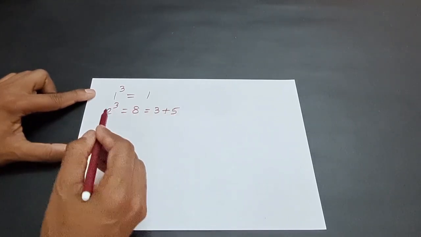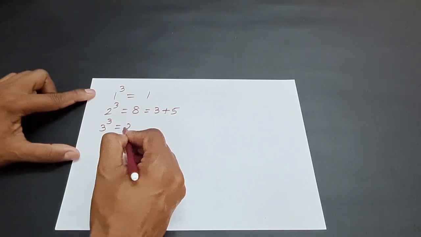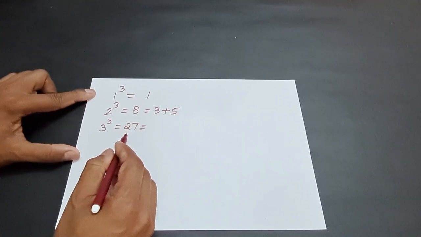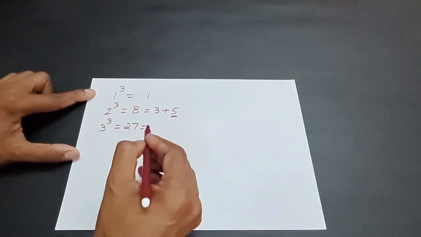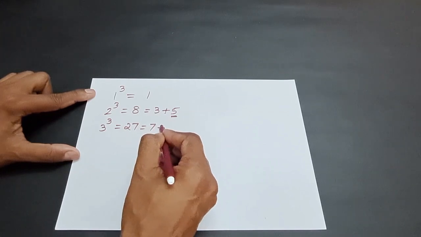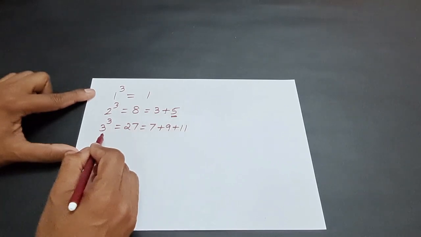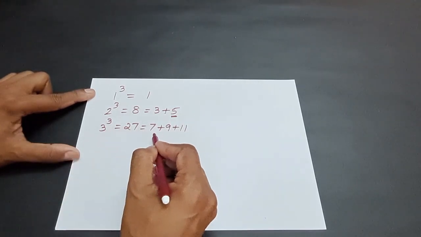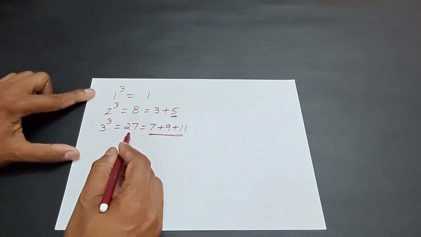Likewise, if you take 3 cube, then it is 27, and 27 can be written as, the last one we have taken here is 5, right? So the next one is 7, and then 9, and then 11. Why did we take 3? Because we are doing 3 cube. And just try and add these three natural numbers, you will get 27 as the result.